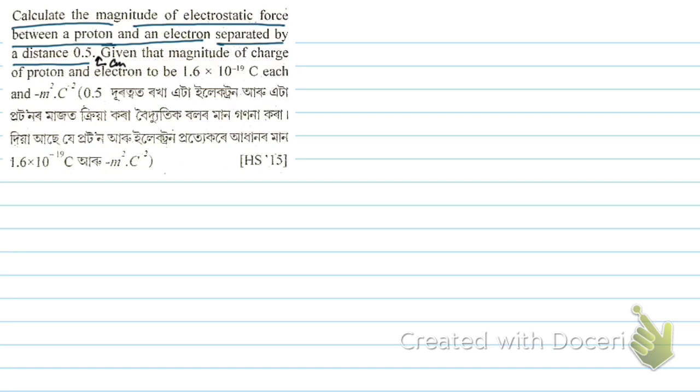Here it is also given the magnitude of charge of proton and electron. Though it is given, you should remember this. What is the charge of electron and proton? Both are the same but opposite in nature. Each has a charge magnitude of 1.6 into 10 to the power minus 19 coulomb, and they are separated by a distance.